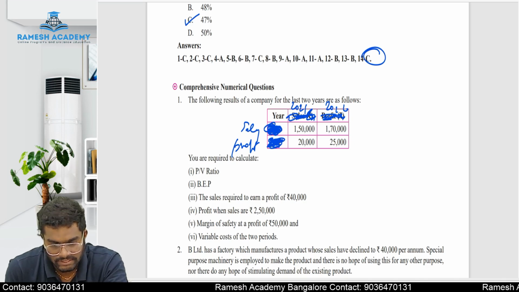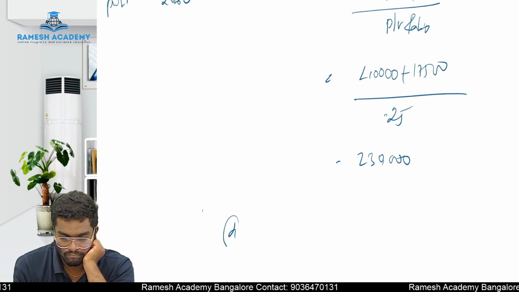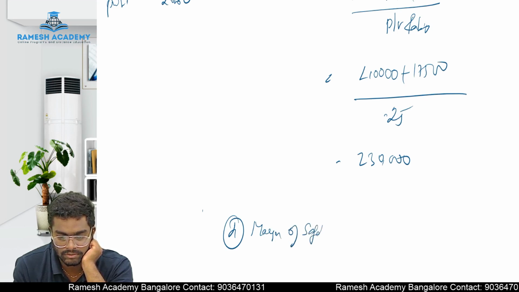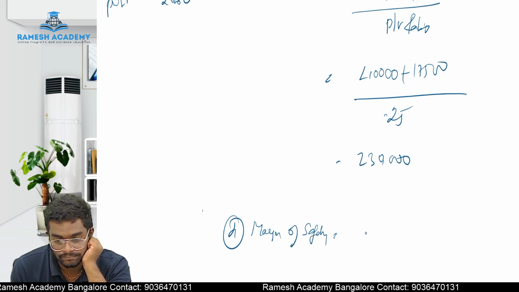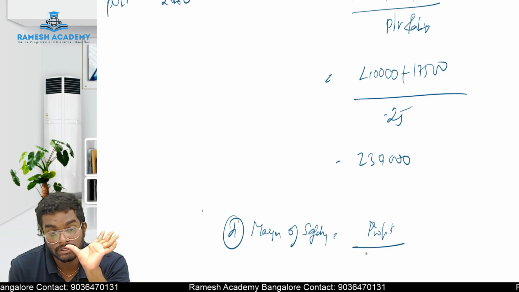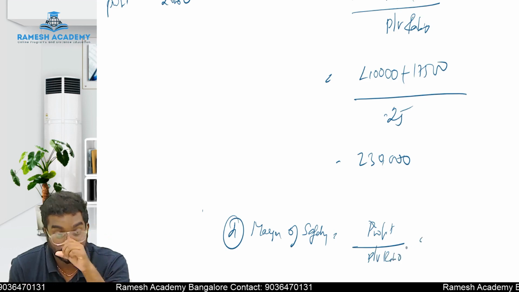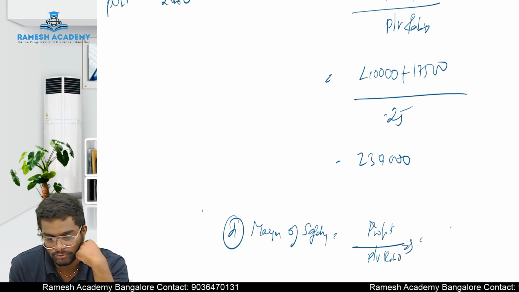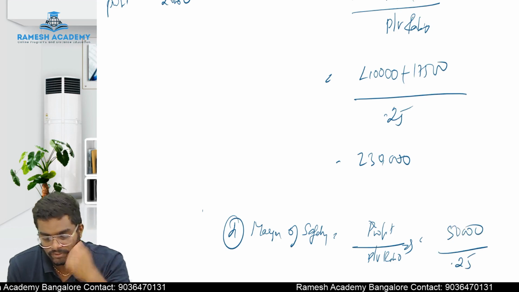What is the fourth requirement? Margin of safety if the profit is 50,000. So margin of safety. These are all formulas related to marginal costing, which you should not have to think about, they should be on your tongue. Everything should come out of your mouth immediately. Once it is margin of safety, you should tell the formula, profit by PV ratio. If it is BEP, you should tell fixed cost by PV ratio. You should be that accurate and fast in these things. So margin of safety is 2 lakh.